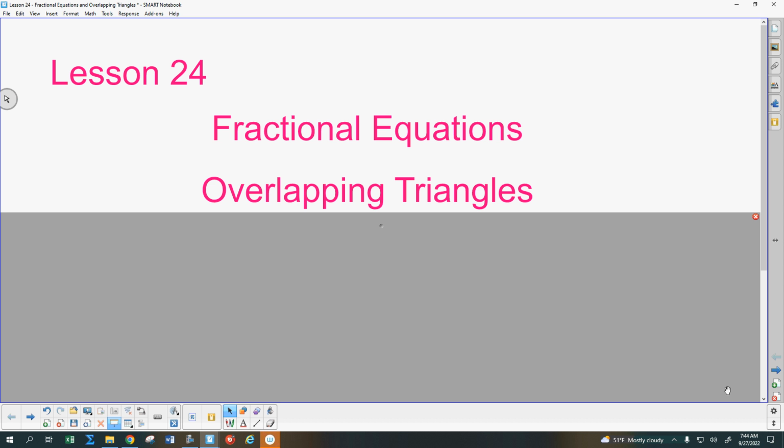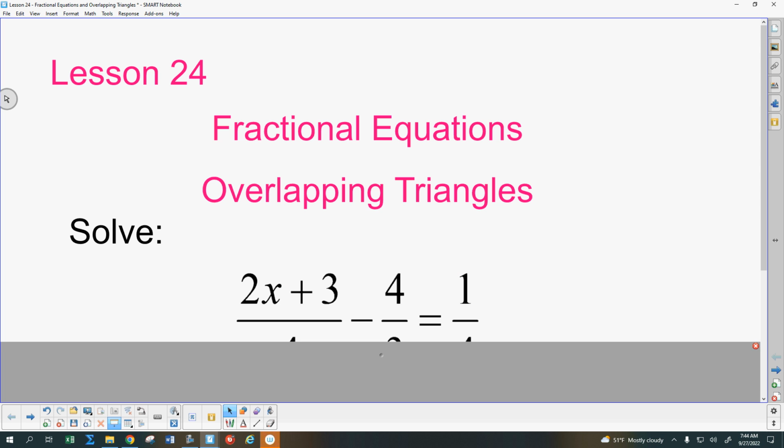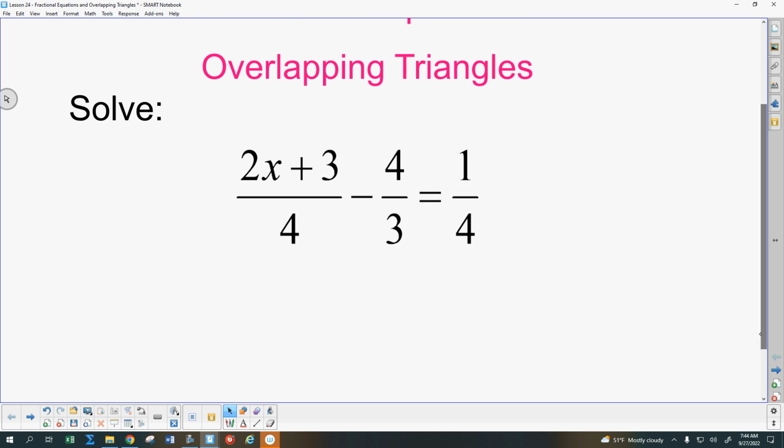So fractional equations, which we've done some of, just clearing the fractions, getting rid of the denominators, and then overlapping triangles. So kind of like that number 20, but with some different things going on that we're asked to do with those. So first one, let's solve this thing. Somebody tell me what you think we ought to do here.